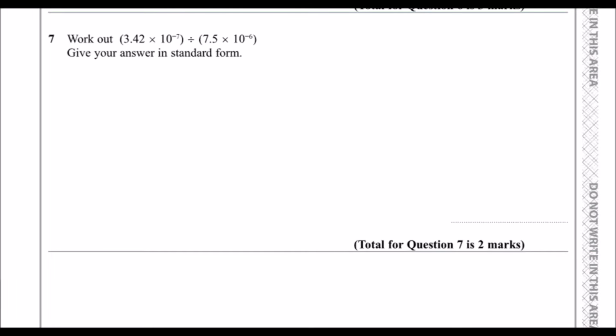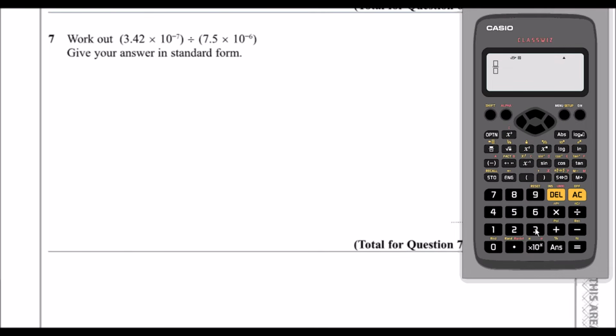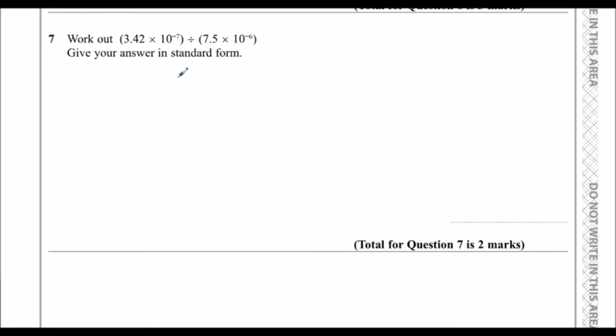Question 7. Work out 3.42 times 10 to the power of negative 7 divided by 7.5 times 10 to the power of negative 6 and give your answer in standard form. So the calculator will work this out for us. 3.42 times 10 to the power of negative 7 divided by 7.5 times 10 to the power of negative 6. So as a decimal, we've got 0.0456.